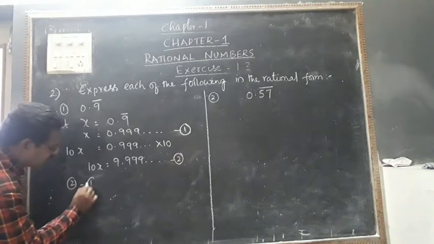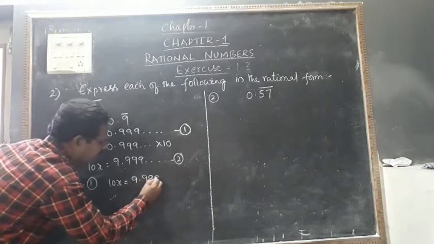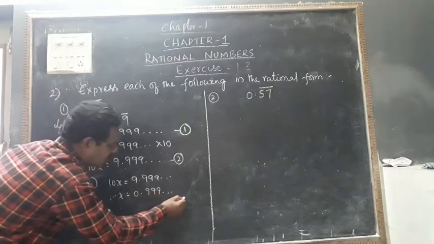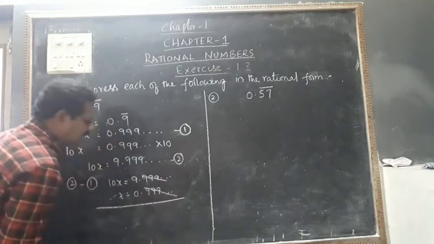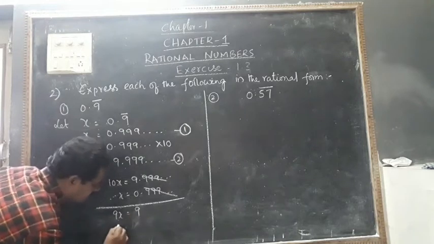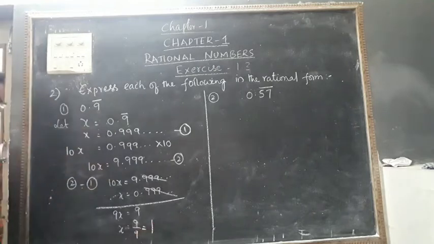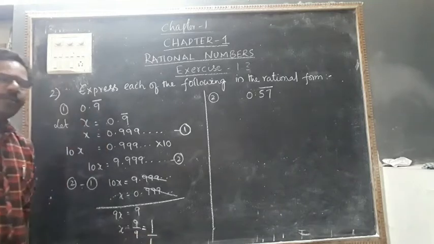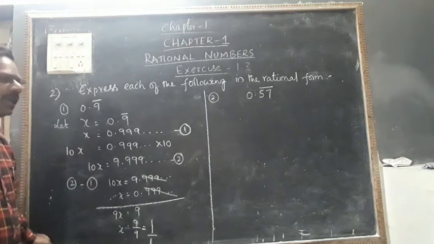So second equation minus first equation. 10x is equal to 9.999 up to so on, and x is equal to 0.999 up to so on. If you subtract these two, what will happen after the decimal point? 9s will become 0. 10x minus x is equal to 9x is equal to 9. Now x is equal to 9 by 9, which is equal to 1. X is equal to 1. 1 means it is nothing but 1 by 1. It is the p by q form of the given decimal. Okay, it is a non-terminating repeating decimal.